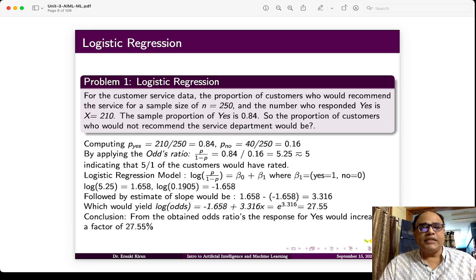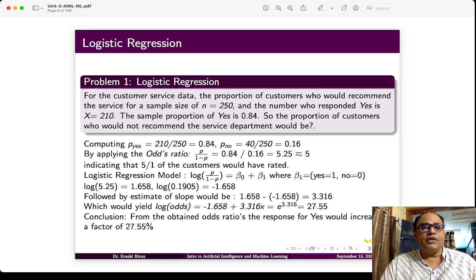But we want to understand this in terms of applying the odds ratio. By applying the odds ratio, we can say that roughly 5 out of every 1 customer has rated it positive. So when we apply this data to the logistic regression model, that is log of p by 1 minus p equals beta naught plus beta 1, where beta 1 is equal to 1 if it is yes, and otherwise it is 0.